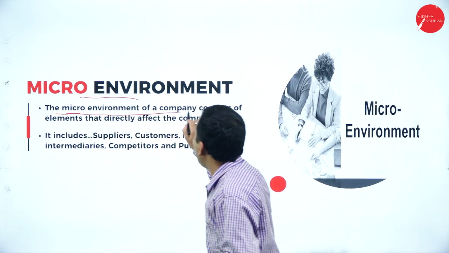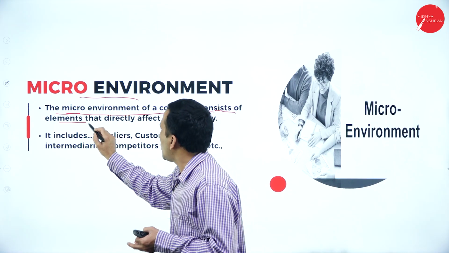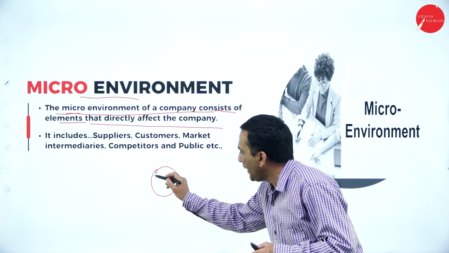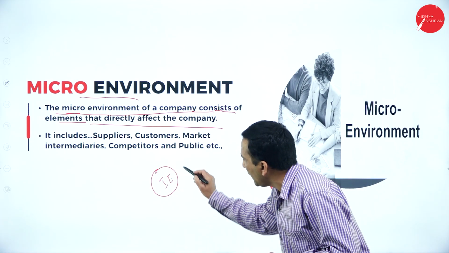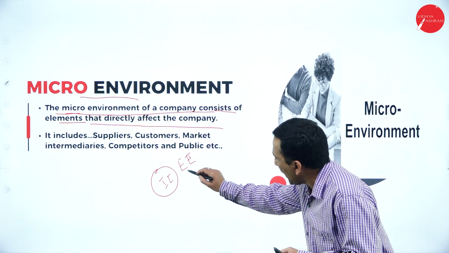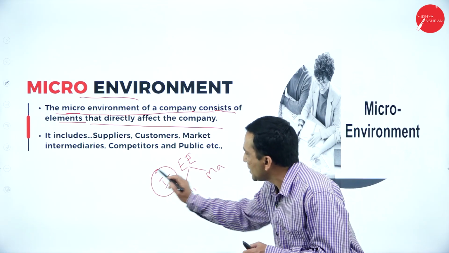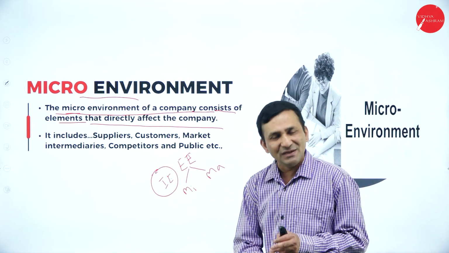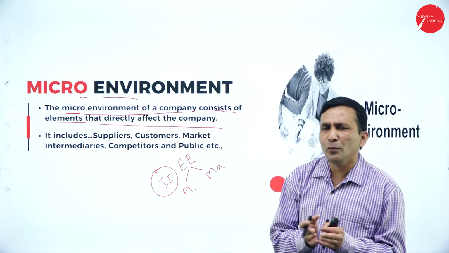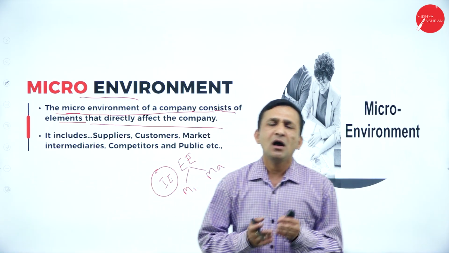The micro environment of a company consists of elements, components, that directly affect the company, because once you start your business, you need to study the internal environment, and again you need to study the external environment. Under the external environment, we identify micro as well as macro, and how they are directly or indirectly related to your respective business. Because there are too many people you need to contact, either your customer, supplier, or government.